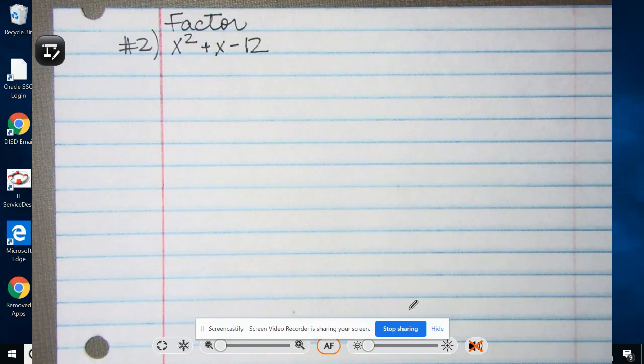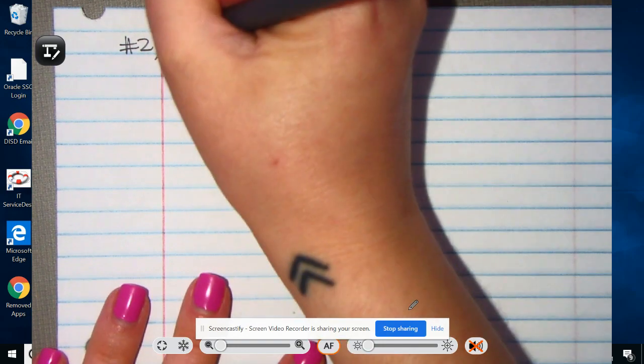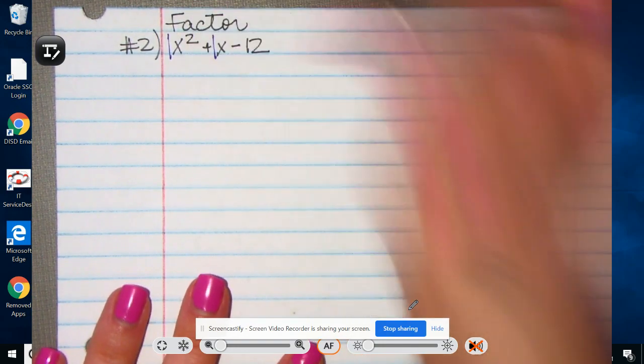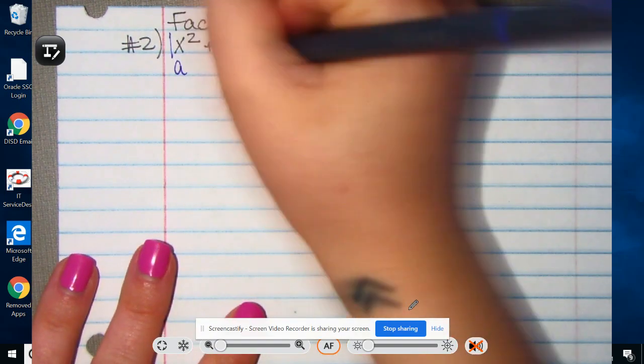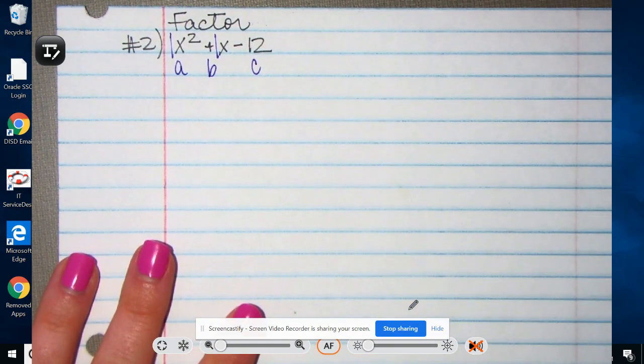All right, in this video, we're going to be factoring x squared plus x minus 12. So the first thing you want to do, you want to make sure every term has a coefficient, and we have two that do not. We know that invisible coefficient is 1, so I'm going to add that to my x squared and my x. Then we can go ahead and label A, B, and C.